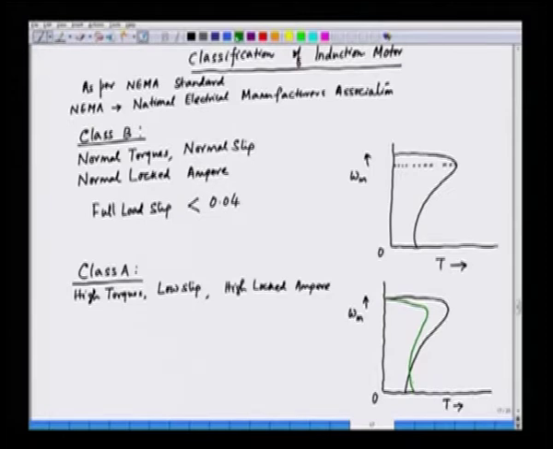So, this is class A, and this one is class B. If we compare these two motors, we see that class B has higher torque. How is the torque made higher? The torque is made higher by reducing the leakage inductance and the rotor resistance, and the slip is also reduced. The full load slip in this case is less than 1%.